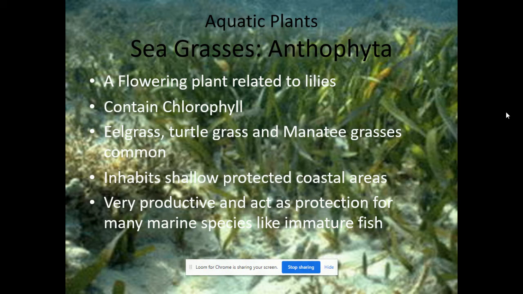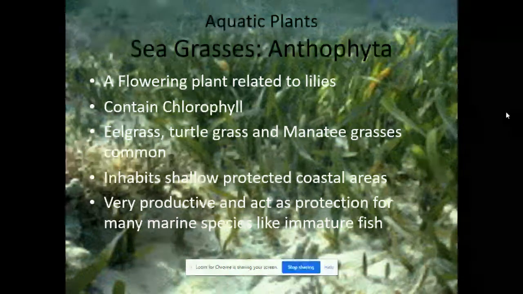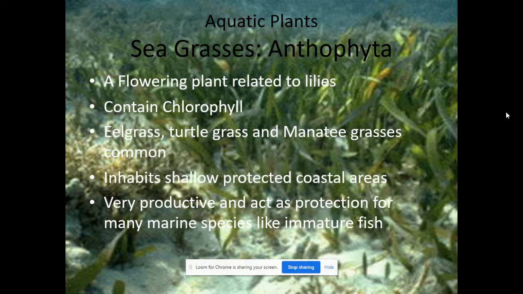The sea grasses, these are more plants, not necessarily algae, but we kind of group them together. These are the anthophytas. It's a flowering plant related to lilies. They also contain chlorophyll. They're green, so that's why we would say they contain chlorophyll. Examples include eelgrass, turtle grass, and manatee grasses.